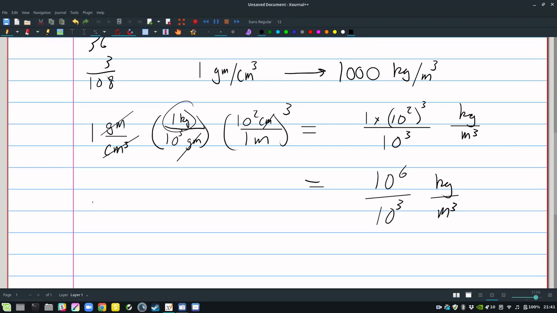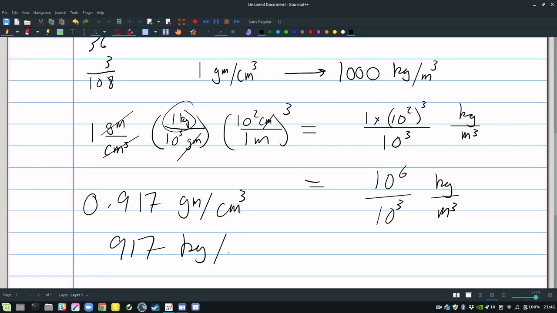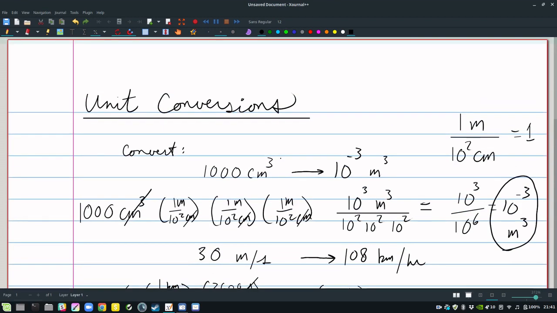So the density of ice, almost a gram per centimeter cubed, is really 917 kilograms per meter cubed. So this has been a practice session with unit conversions and successively multiplying by 1 while treating the symbols of units like variables that can cancel each other.